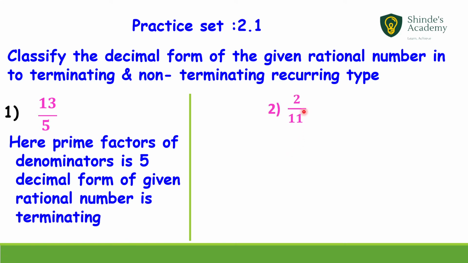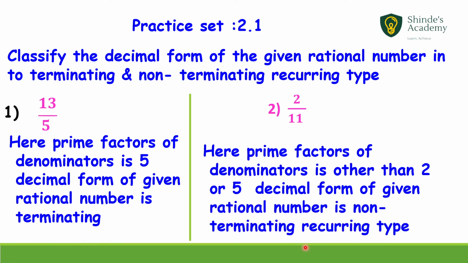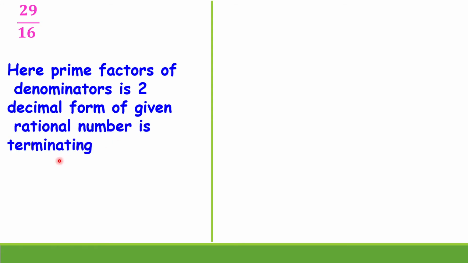2 over 11, or 2 upon 11. Observe the denominator is 11 and the factors of the denominator are other than 2 or 5. Therefore, the decimal form of the given rational number is non-terminating recurring type. 29 over 16. First, here the prime factor of the denominator is only 2. Therefore, the decimal form of the given rational number is terminating.